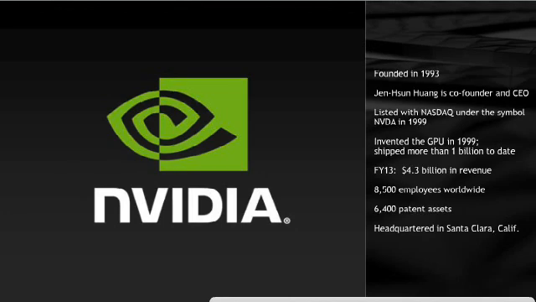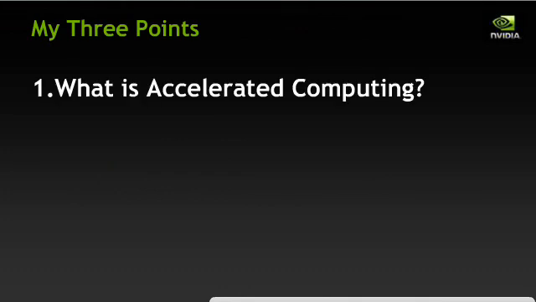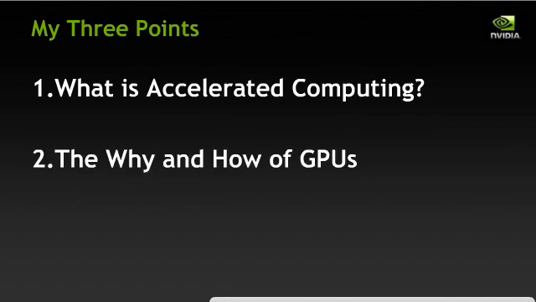So the 3 points I'm going to go over to help you take away from this presentation are, first, what is accelerated computing? What do we mean by that? It goes by many different names, but what is accelerated computing? Second, the why and how to actually program GPUs, why you care about doing accelerated computing on a GPU, and how you can actually get started. And then finally, I'm going to end with a number of resources if you are interested, where you can go to learn more, how you can actually get started, what you need to download.